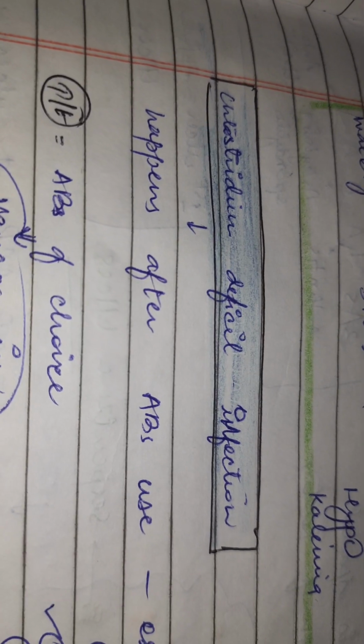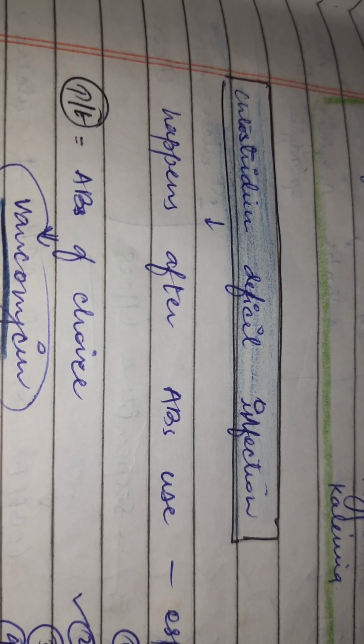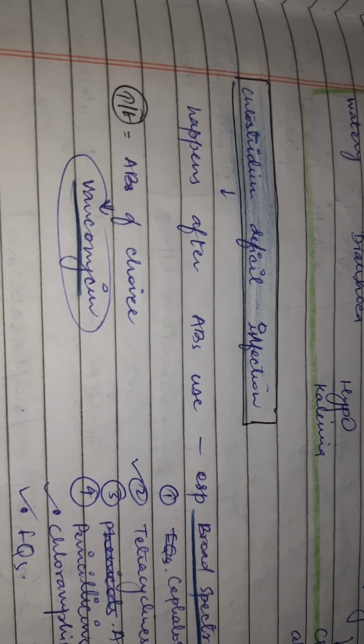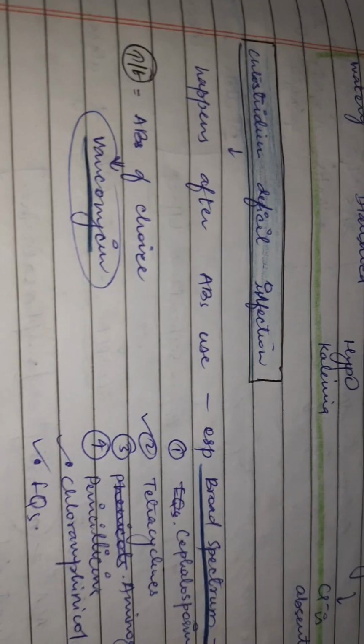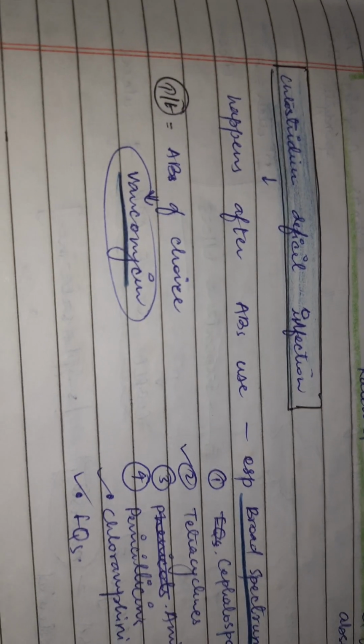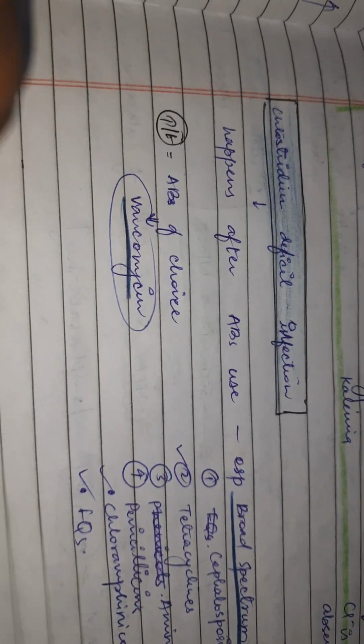Then Clostridium difficile infection. Clostridium difficile infection happens after use of antibiotics, especially broad spectrum antibiotics. Treatment: the antibiotic of choice is vancomycin.